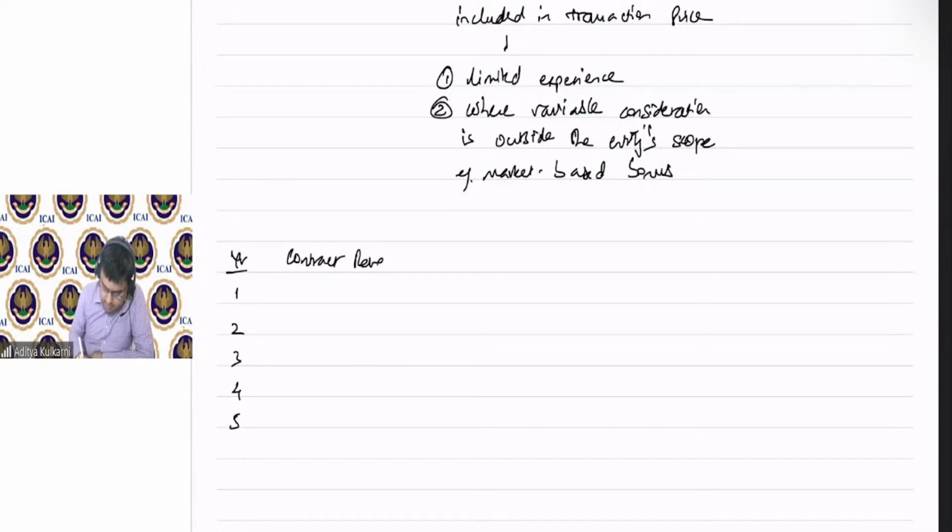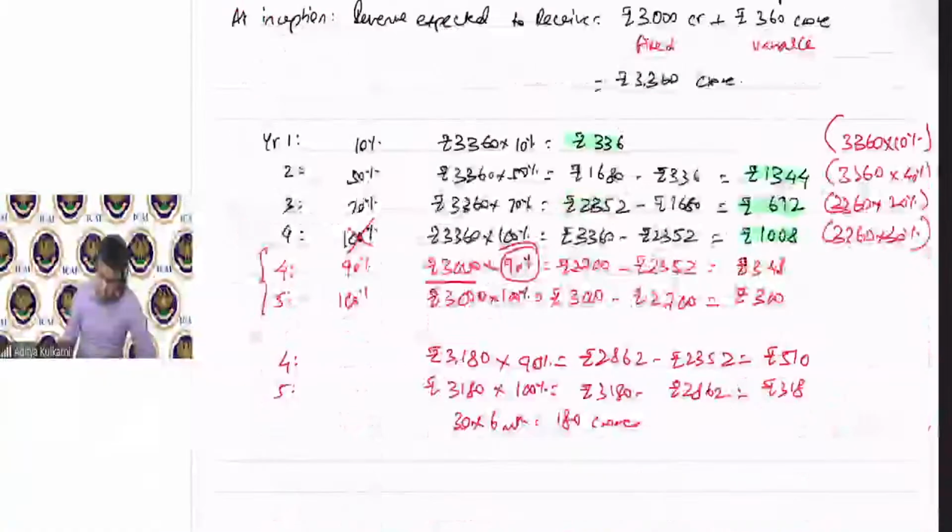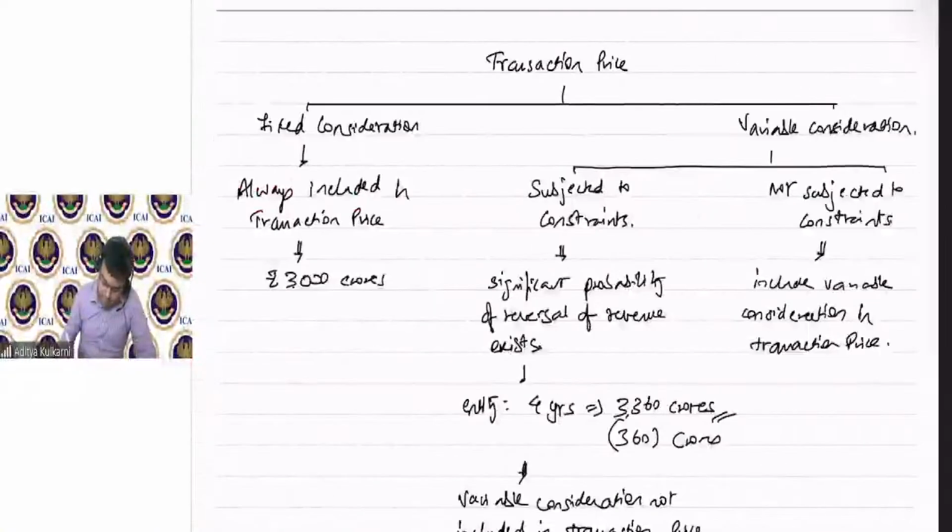Contract revenue. You got it matched? Okay, fine. But anyways, I'm doing it, so let me do it. 3,360 into 10%. I get 336. Into 50%, my cumulative revenue ends up being 1,680.